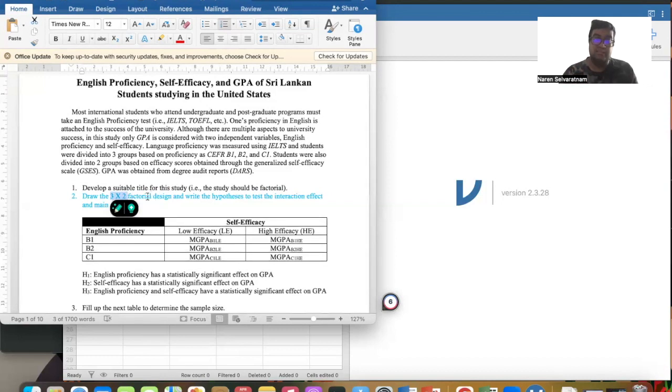The numerals here indicate how many independent variables you have. The first number, 3, means the first independent variable has 3 levels. The second independent variable has 2 levels. So 3 by 2 means 3 into 2 is 6. Altogether, we are talking about 6 groups. We are going to see how the dependent variable, that is, the GPA, varies across these 6 groups.